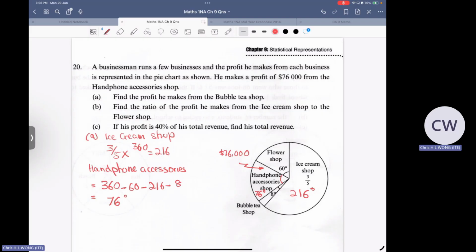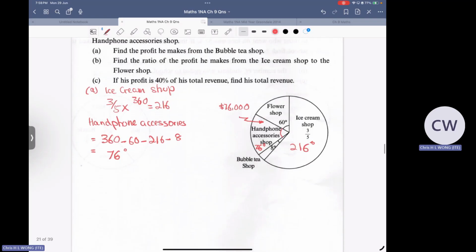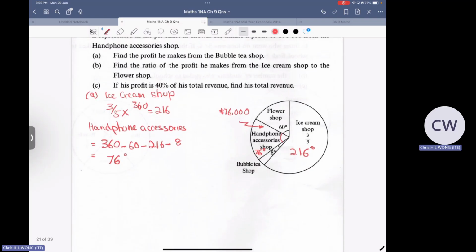76 degrees is to 76,000. For question A, you're supposed to find the profit. How much is the profit for 8 degrees? If you have 76 degrees for 76,000, you just have to find the relation for 8 degrees. Now I want to calculate the bubble tea shop.